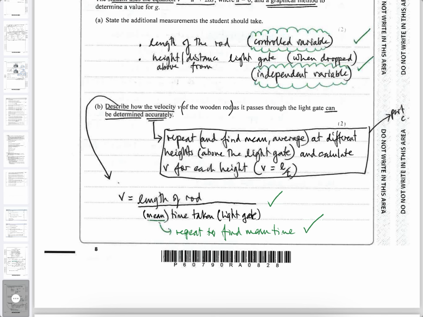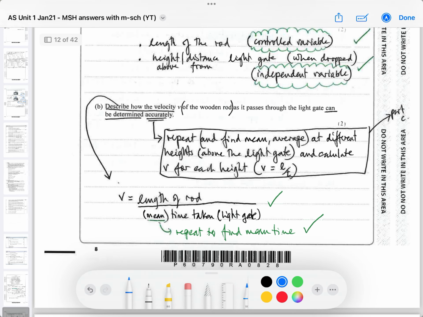So to determine the velocity, you need to divide the length by the average time taken. You want to do it more than once. You want to take the mean time taken in the light gate, and then you repeat, if it's accurate, to find the mean time. So the length of the rod divided by the time taken would be how you can determine the velocity, but then it says accurately, so it's double underlined. When I've double underlined, it means pay particular attention to that. That's one of the marking points.